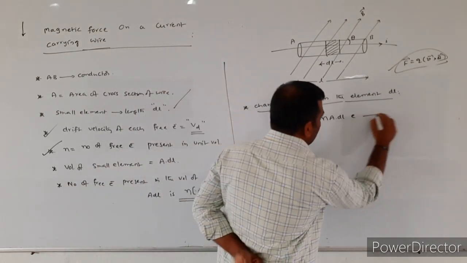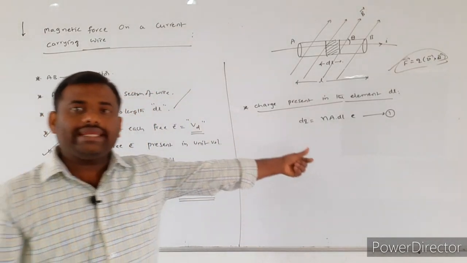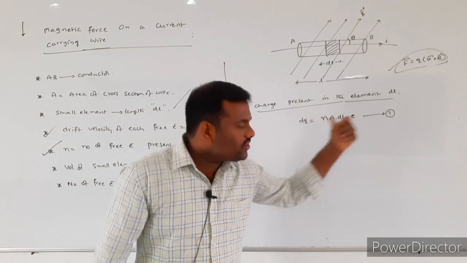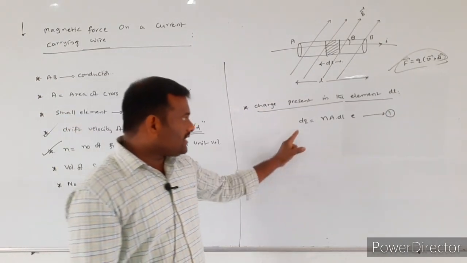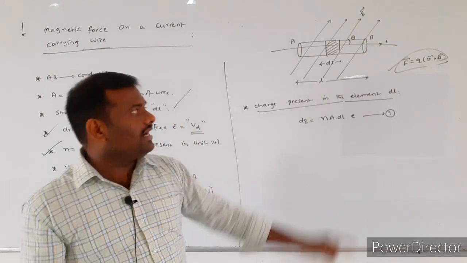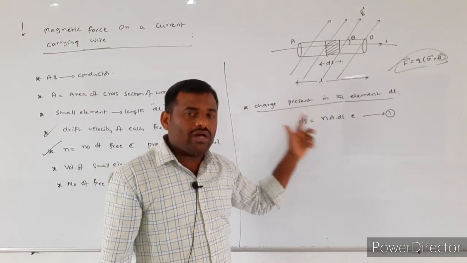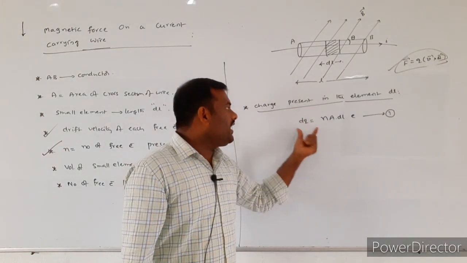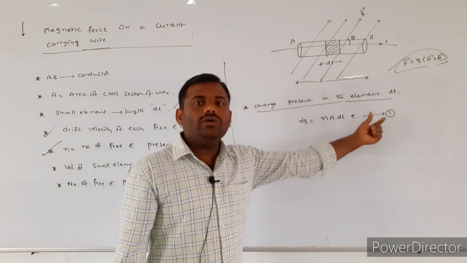times the magnitude of the charge. Charge of the electron is equal to small e. So finally I got the amount of the charge which was present in the small element dl. The amount of the charge present in the small element is given by dq is equal to N into A into dl into e, right?